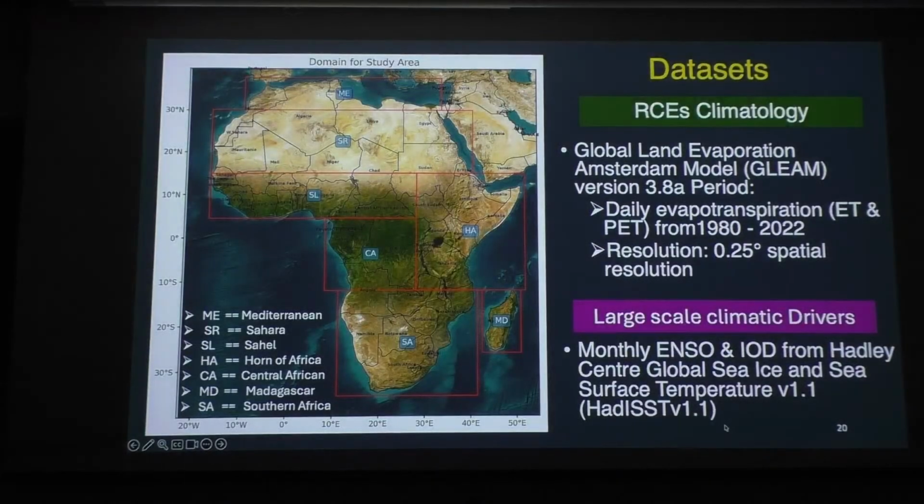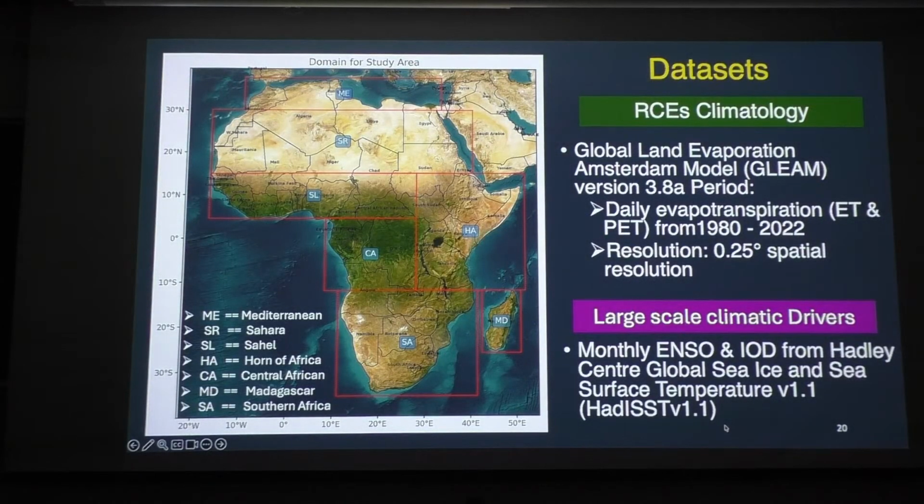Our data and methodology. I use GLEAM data, which is the Global Land Evaporation Amsterdam Model. It uses satellite data, and it uses one mathematical method, called the Penman equation, to derive the potential evapotranspiration. And then I use Hadley SST data for the large-scale drivers.